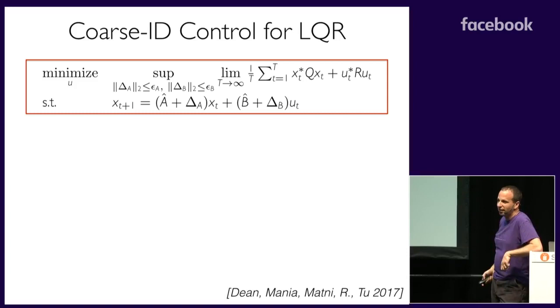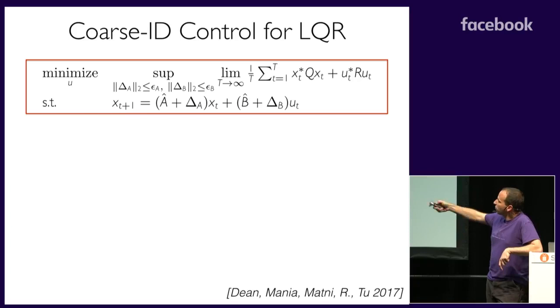It requires more bookkeeping, because now it's an infinite problem. Doing one step was relatively simple, but even that was already a little complicated. This requires more bookkeeping, but is in a paper by Sarah Dean, Horia Mania, Nick Matni, myself, and Stephen Tu. And there'll be references at the end.